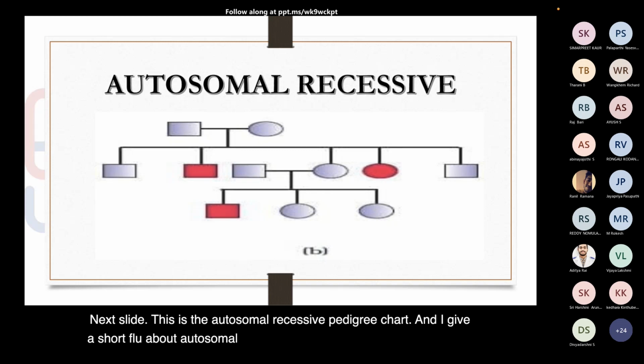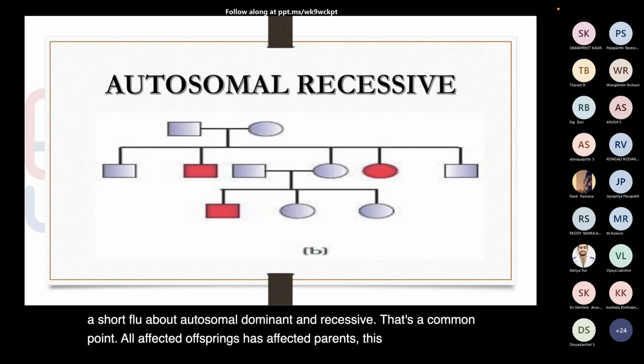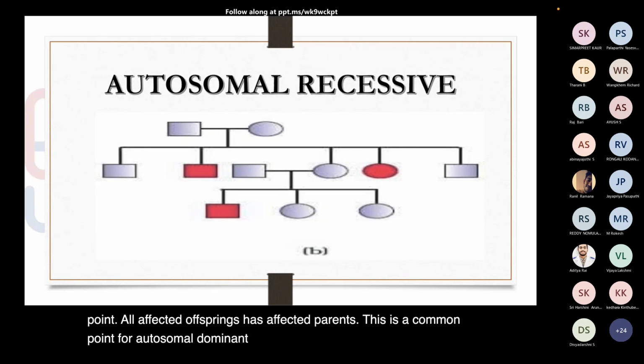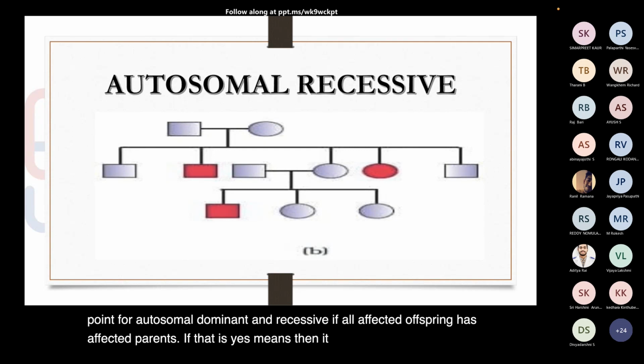That's a common point. All affected offspring have affected parents. This is the common point for autosomal dominant and recessive. If all affected offspring have affected parents, if that is yes, then it is dominant. If that is no, it is recessive.